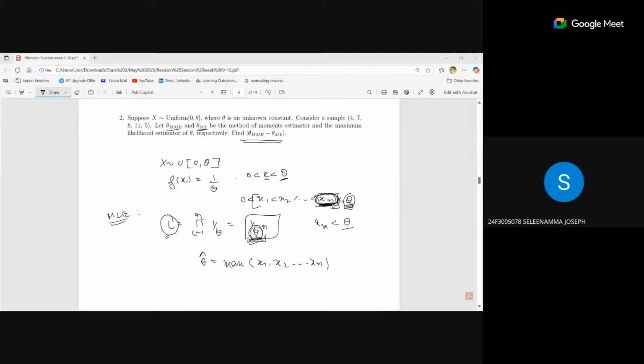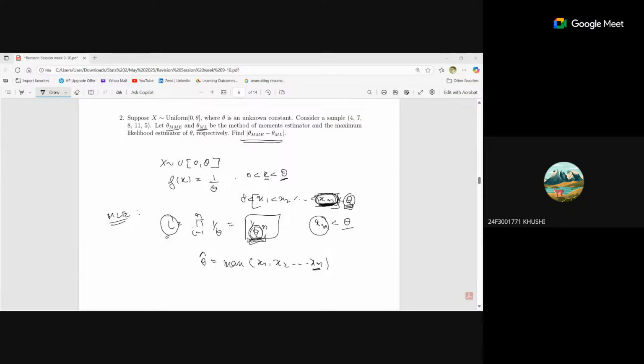Yes, ma'am. Now you got the point. We are finding 1 by theta, and we have to maximize this value. To maximize it, we have to take the value of theta which is the least. Comparing to theta, xn is the least value, so we take xn. And in the sample, xn is the maximum value. That's why my estimated value of theta is the maximum of x1, x2 till xn. Is this fine?